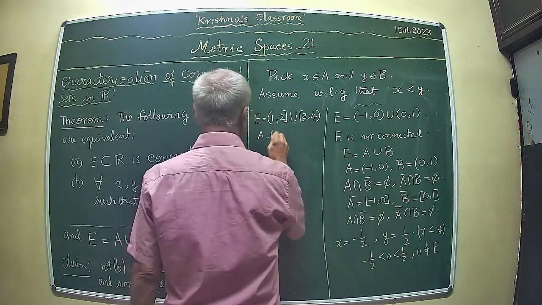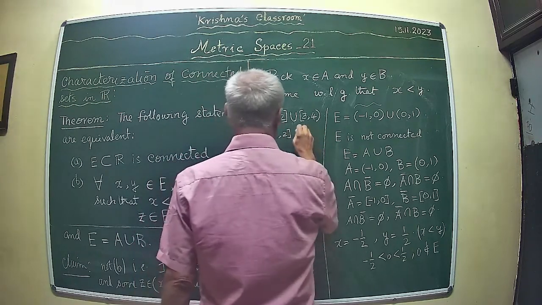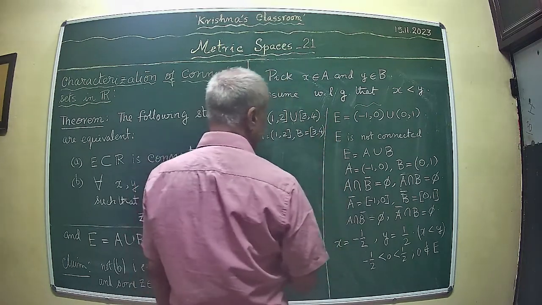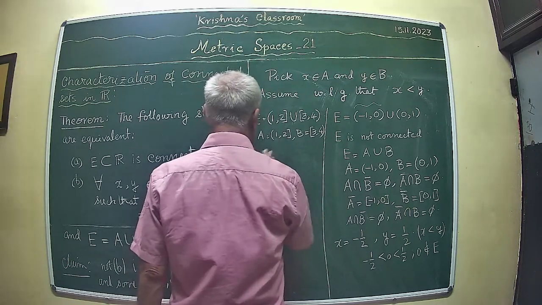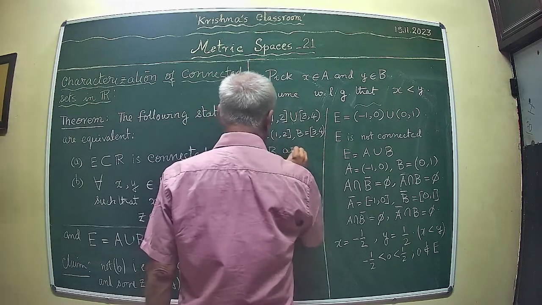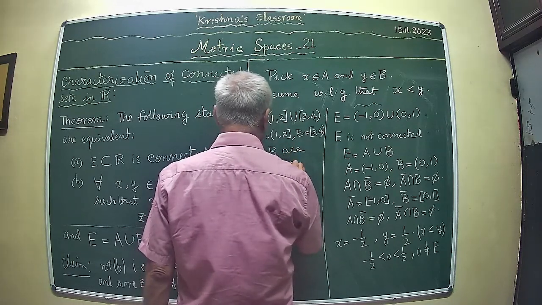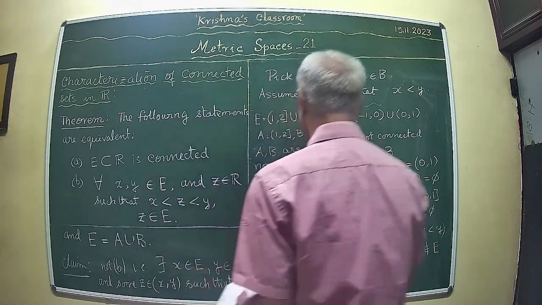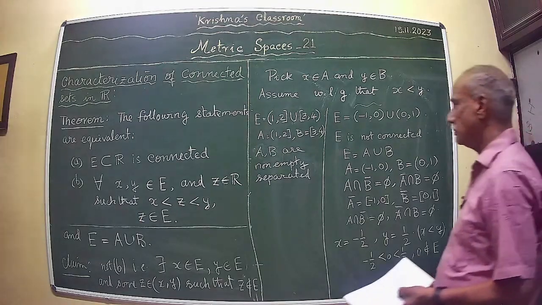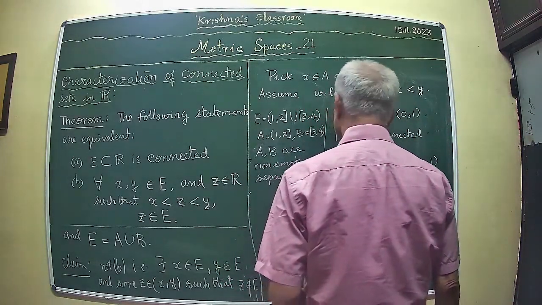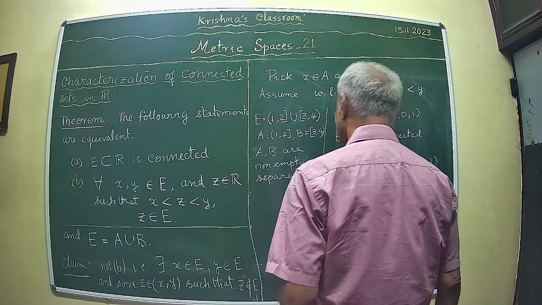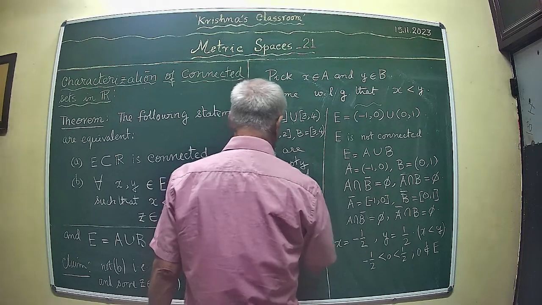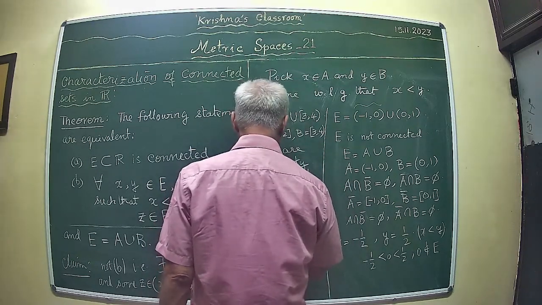You take A as [1, 2], B as [3, 4], and you can show that A and B are non-empty, separated, and E is a union of A and B, therefore E is not connected.